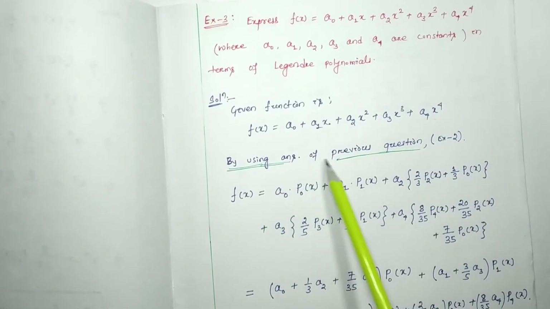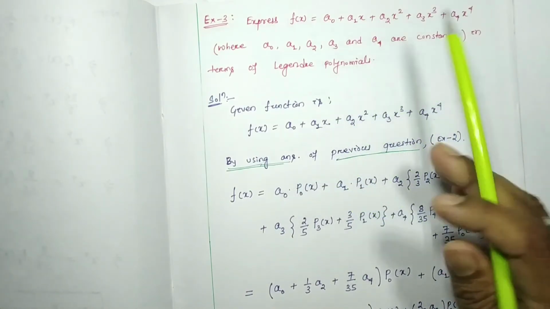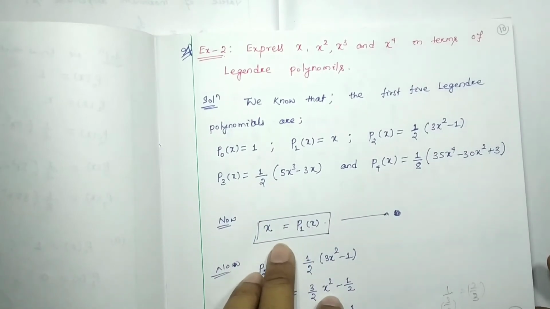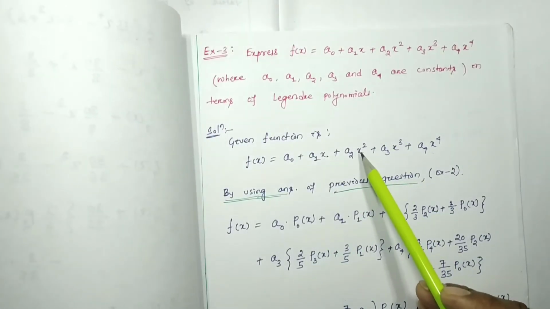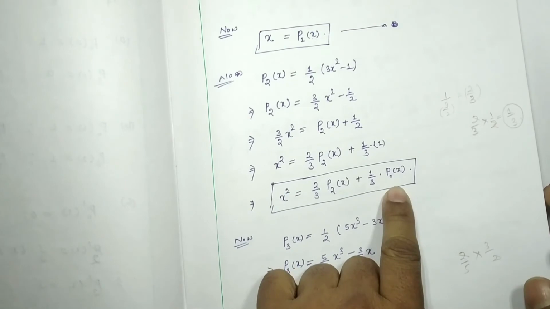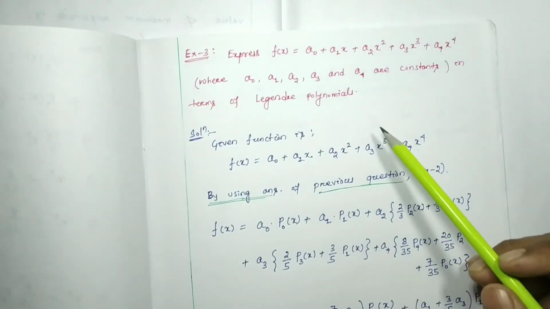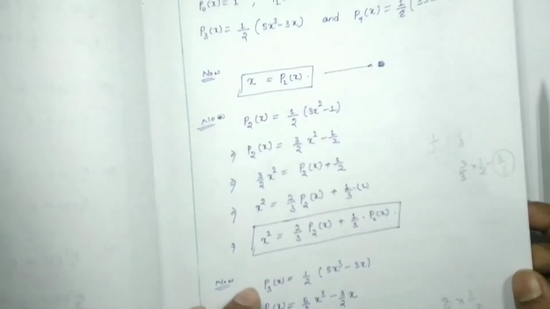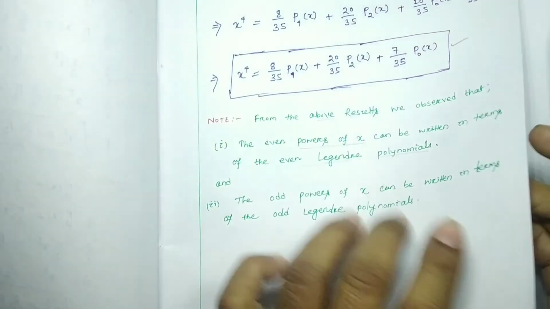By using the answer of the previous question, suppose this question is asked in your exam. Here we have these results, so we can directly put P1(x) instead of x, and instead of x square we can put this value directly, because we already did this in question number 2. But suppose this question is asked in your exam, what are we going to do? You have to find out the x square, x cube values, first x square, x cube and x4 values, then you have to put them in.